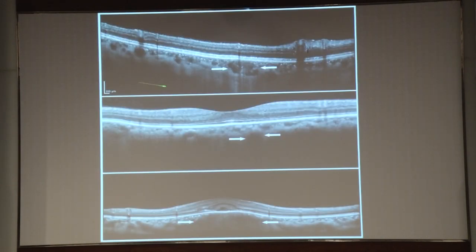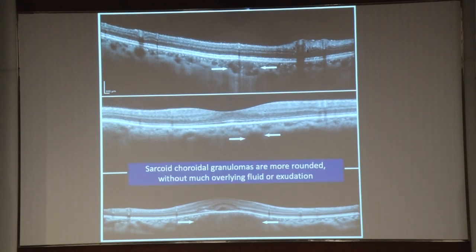On the other hand, if you have well circumscribed choroidal granulomas without much subretinal fluid or outer retinal infiltration, it goes in favor of sarcoidosis. Of course, you have to look at systemic investigations like chest CT, Mantoux and other tests.